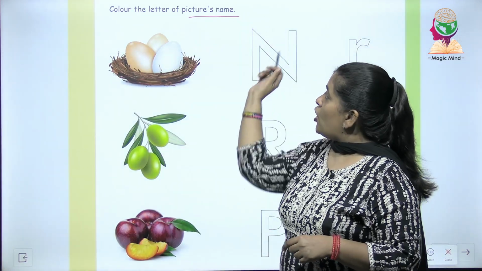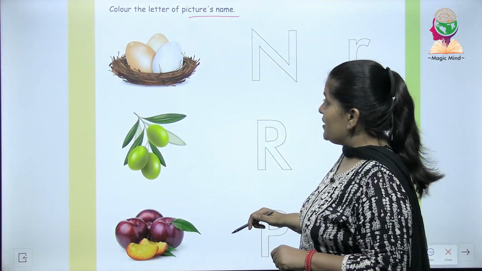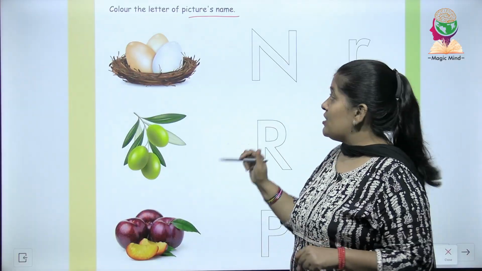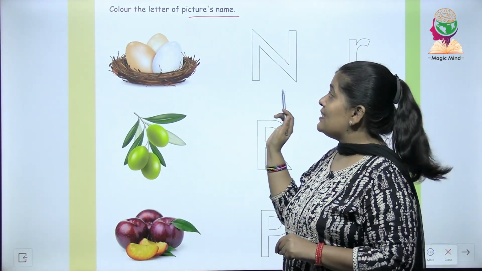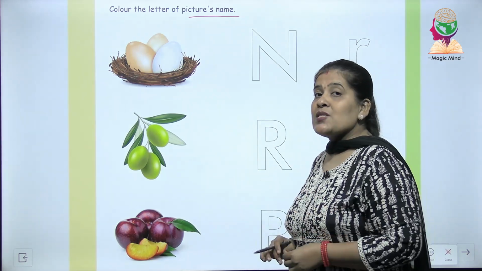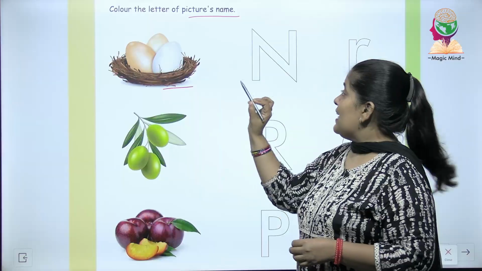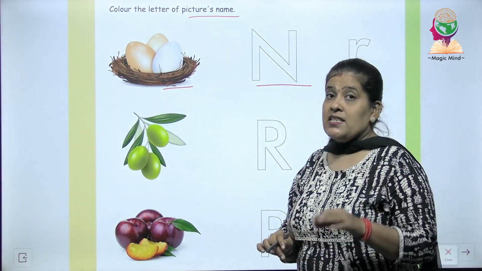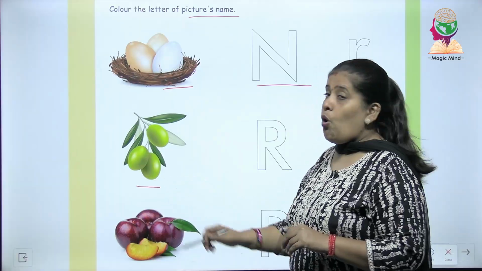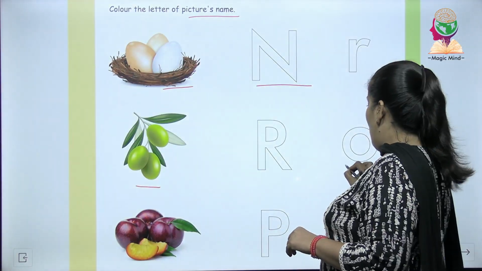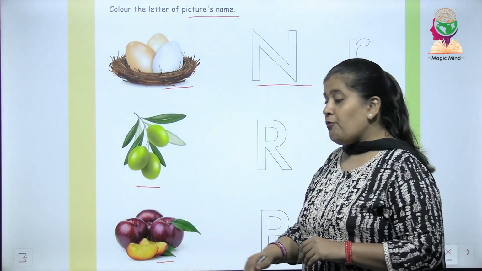Color the letter of each picture's name. Now there are some pictures and in front of picture there are some letters. You have to color the letter of pictures as per your color choice. This is the picture of nest and this is N for nest. Now you have to color N. Next picture is O for olive. So you have to color letter O. Next picture is of plum.